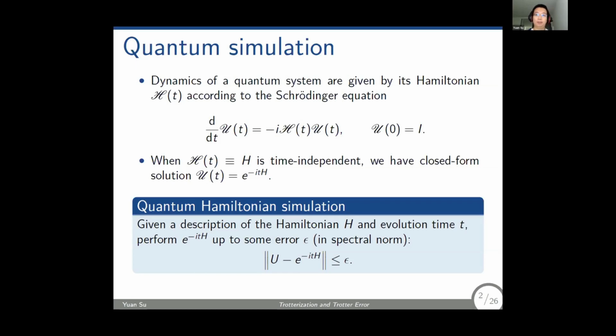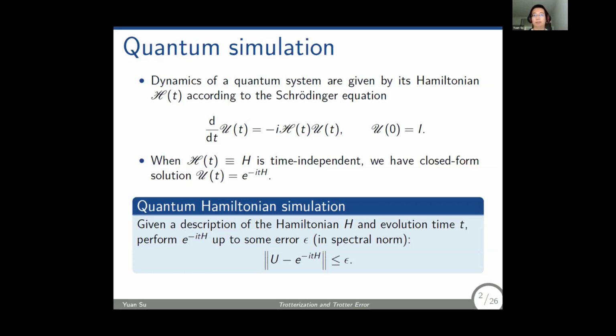In the general case where this Hamiltonian is an arbitrary Hamiltonian, you won't have a closed-form solution to this equation. But in the case where this Hamiltonian is time independent, it's always equal to this operator H, then you will have a closed-form solution. This is given by e to the minus iHt, this matrix exponentiation.